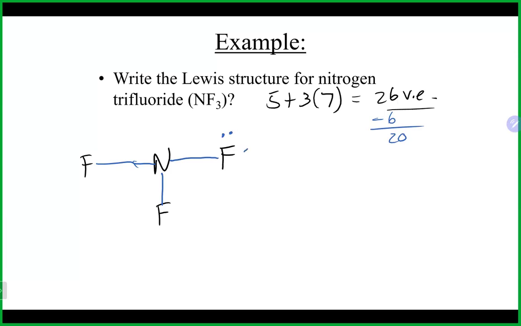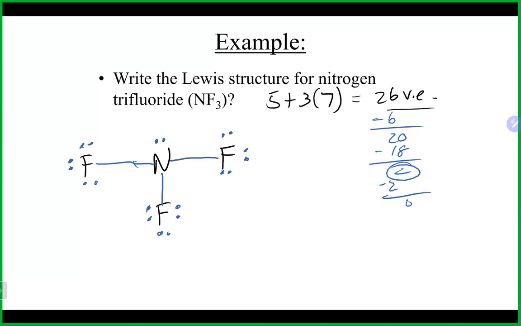So 2, 4, 6. That one is filled because it has 8. Then 8, 10, 12, 14, 16, and 18. So I just put on another 18 electrons. That means I still have 2 more to go in this case. Everybody on the outside is filled because they all have 8. Those last 2 electrons now move to the center, and they also go on as a pair of dots, which now I've used up.